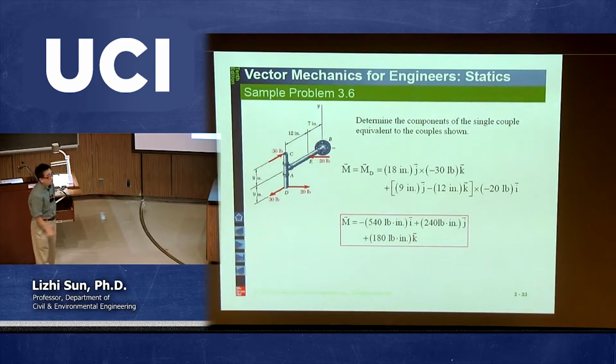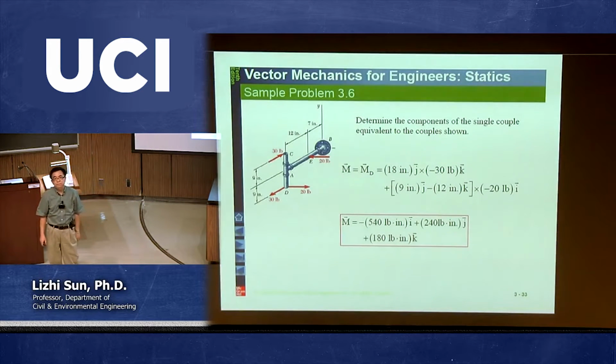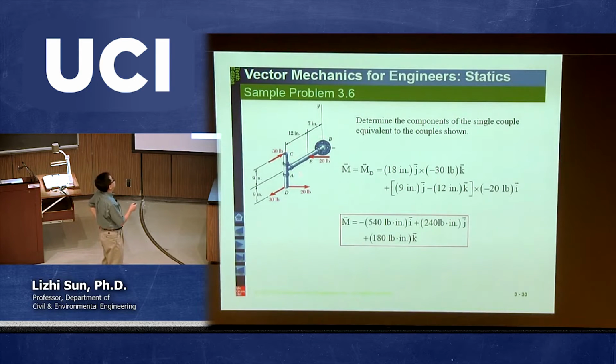I'm going to give you an example just to show you why the moment due to couples are independent from any point you choose. Okay, so go back to look at the example. We have a three-dimensional rigid body, the piping system, for example, the blue color. So we have this piping system, and there are four forces acting on different locations. We need to determine the components of the single couple equivalent to the couples shown on the left.